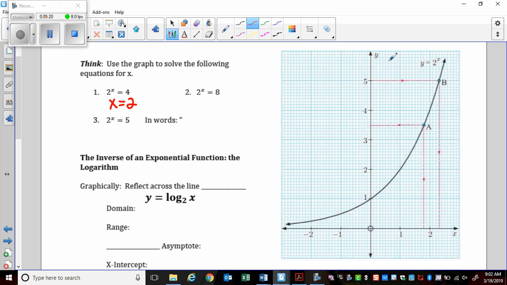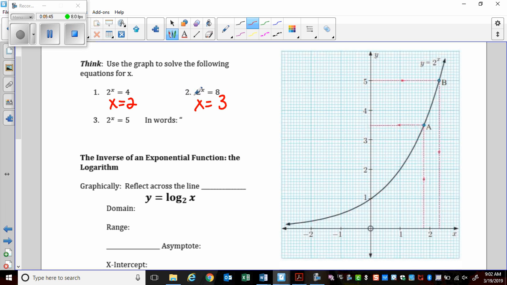2 to the x equals 8, you're going to go up. Where does it equal 8? You're going to go up to 8, and then you're going to go over. And that would be, I think we said on the last one, that one was 3. 2 to the third power is 8 when x equals 3.